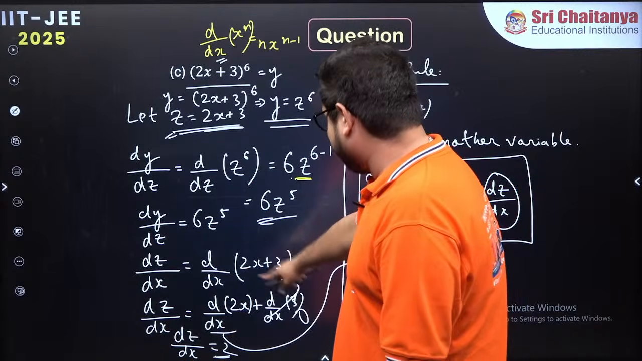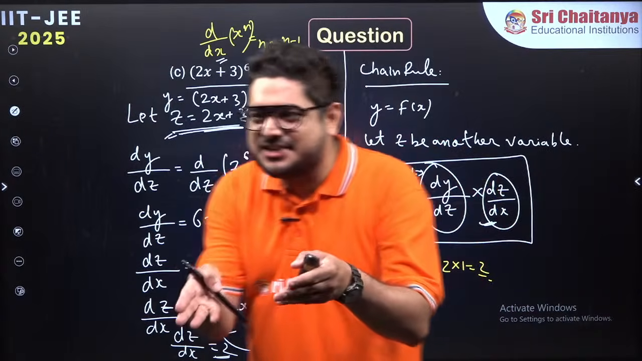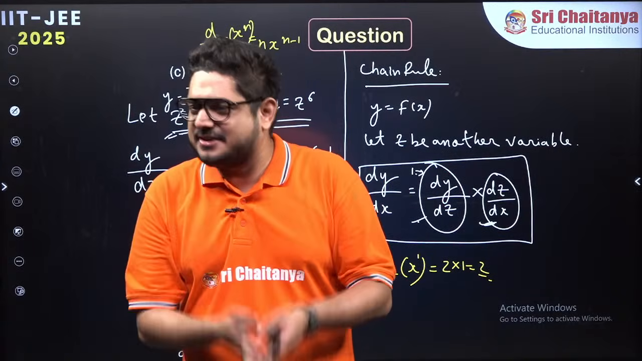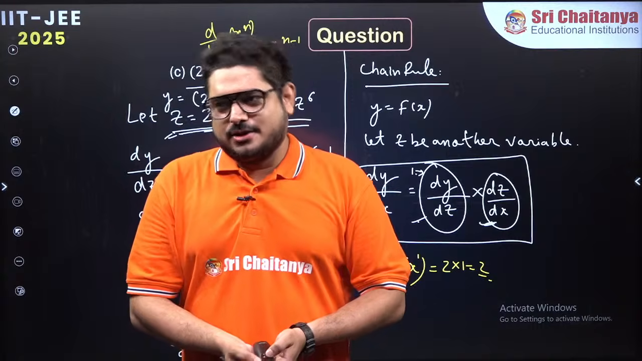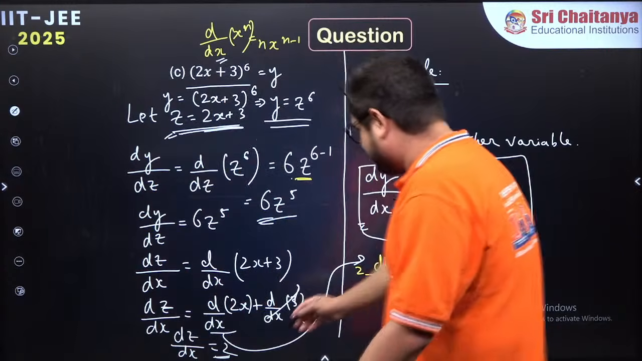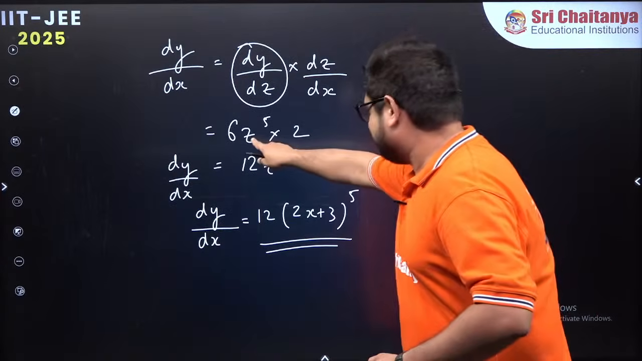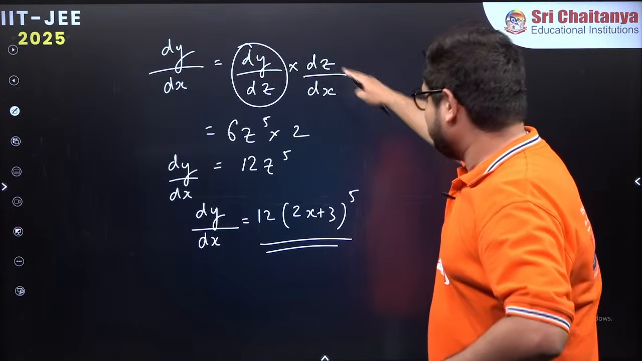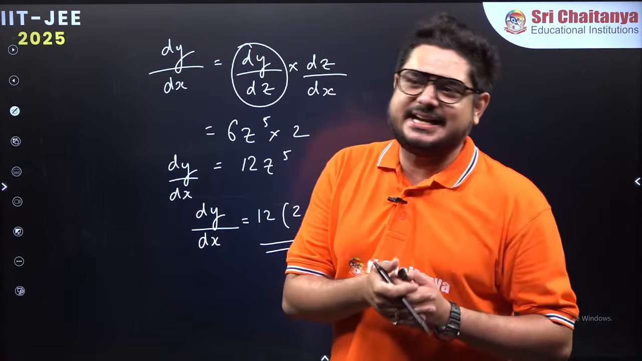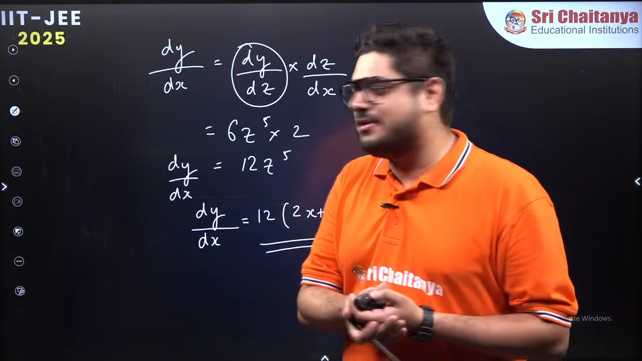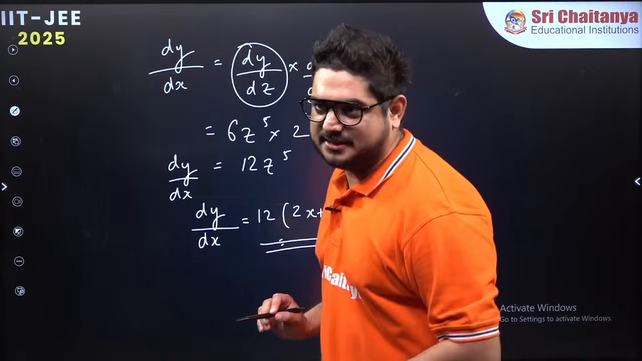As a result, you know how to perform differentiation of a sum, yes or no? So you will be getting 2, and in the end we just multiply them: 6z to the power 5 into 2, you will be getting 12z to the power 5. Re-put the value z as 2x plus 3, and you will be getting the answer as 12 into (2x plus 3) to the power 5. And there is a shortcut method.